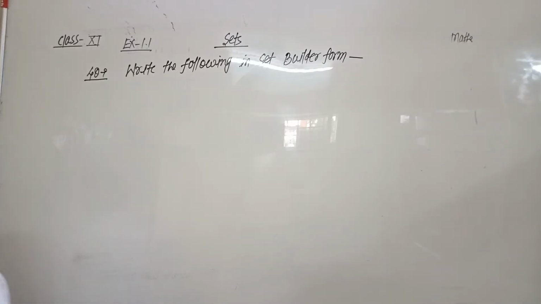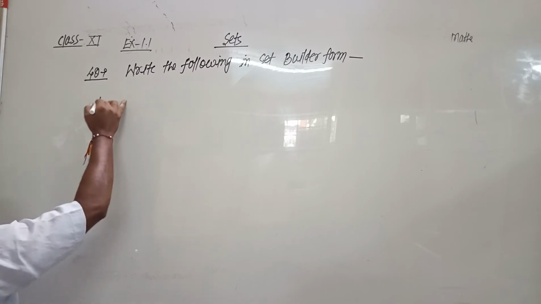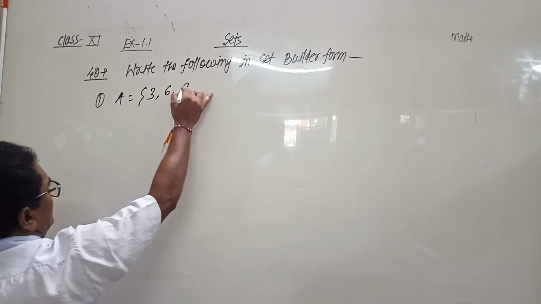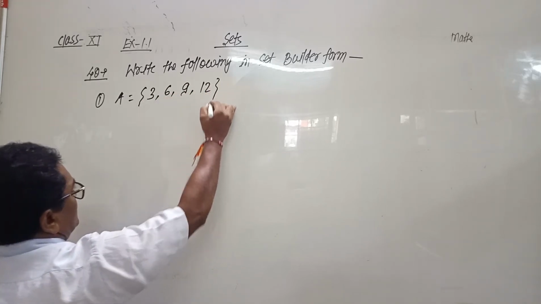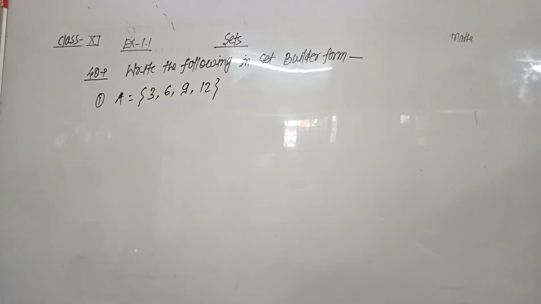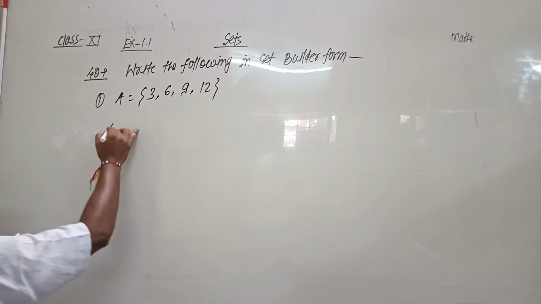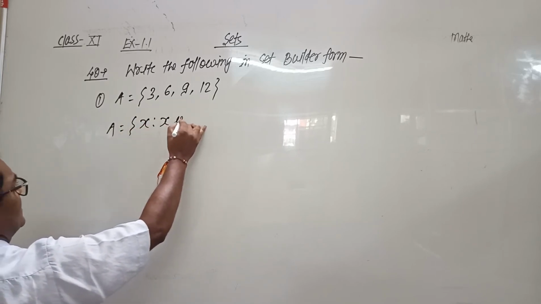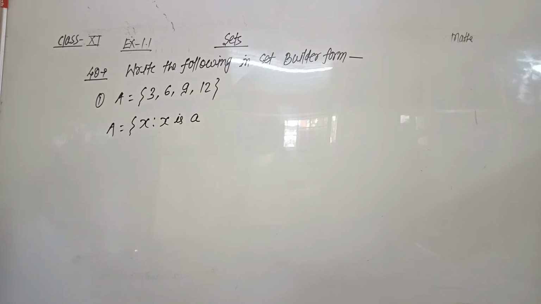The first part is A equals {3, 6, 9, 12}. In this question, the set is given in roster form and we have to write it in set builder form. So {x such that x is a natural number, multiple of 3}.